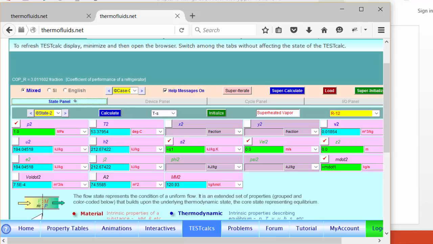Okay, that is all for the ideal vapor compression cycle. We'll analyze a more complicated cycle in the coming module.